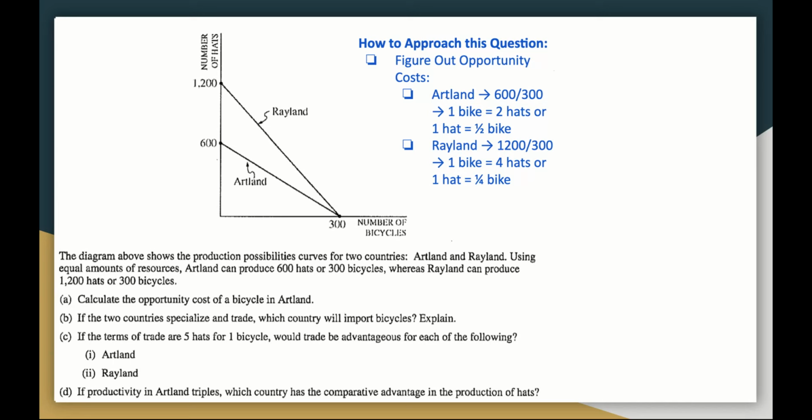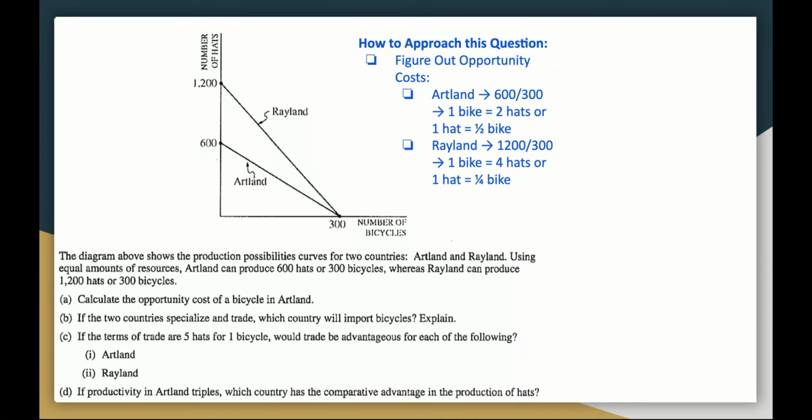Now, just looking at the graph, this line is Rayland and this line is Artland. Just looking at it, I noticed that Rayland has an absolute advantage in producing hats. They can make 1,200 hats if that's all they were doing. Artland can only make 600 hats if that's all they were doing. So there's an absolute advantage for making hats. For bicycles, if they both just decided that they can only make bicycles, guess what?